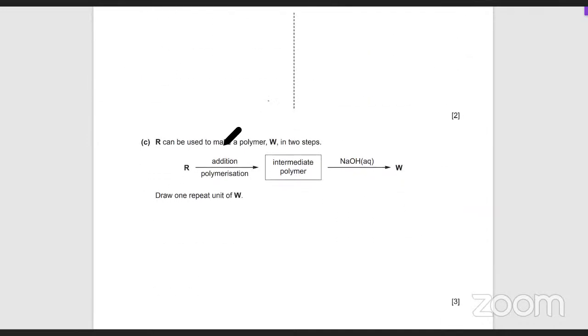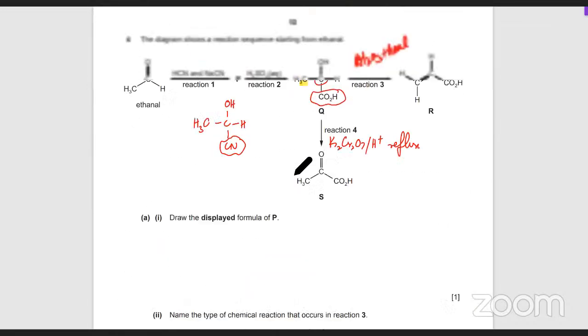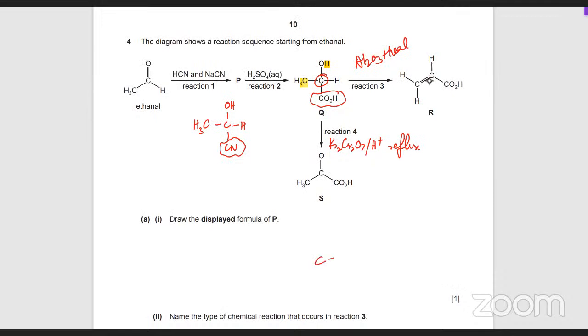R can be used to make a polymer W in two steps. Draw a repeat unit of R. What is R? R is this one. So it's got a double bond, and as it's got a double bond, it will start forming linkages with the neighboring carbons, and the double bond will turn into a single bond. Is this clear? Yes. So that's how your polymer is going to be.